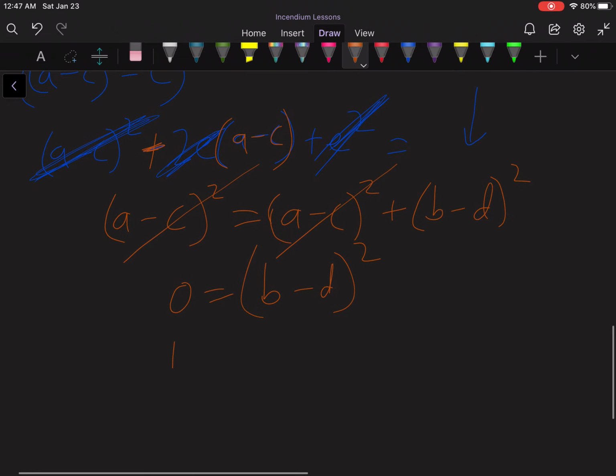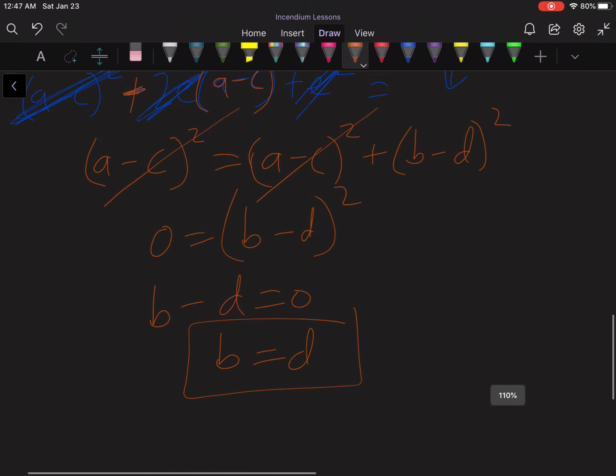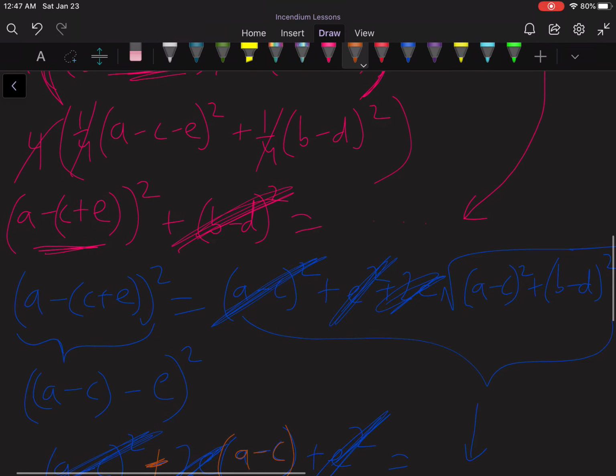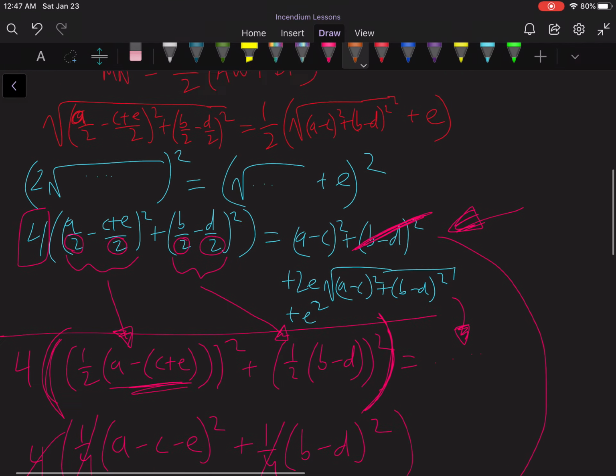From here, b minus d equals 0, b equals d. Boom. That is our result. After all of this algebra, we've deduced that b equals d. Now you might be saying, what the heck? How does this have anything to do with the two lines being parallel?